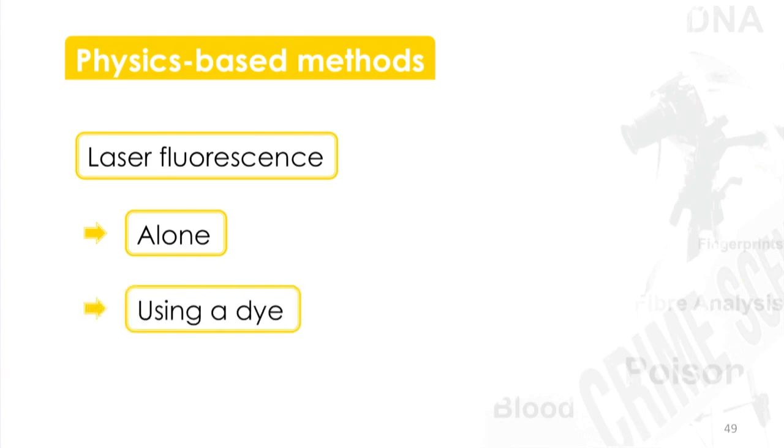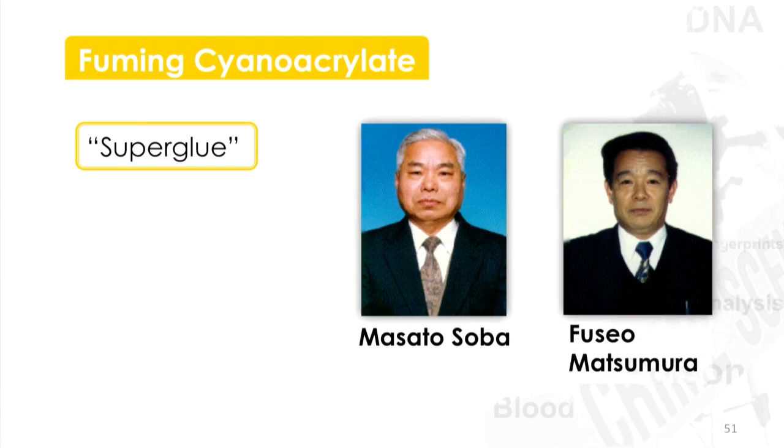One of the most effective methods is the so-called fuming cyanoacrylate method. And that sounds very technological and sophisticated until you realize that cyanoacrylate is just super glue. And this is a technique that was discovered accidentally by two Japanese police officers. And they were using superglue to fix some objects down when they realized that the superglue was causing fingerprints to show up. The mechanism is not clear.